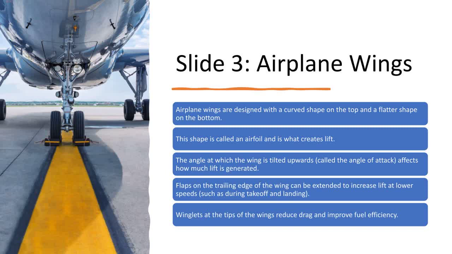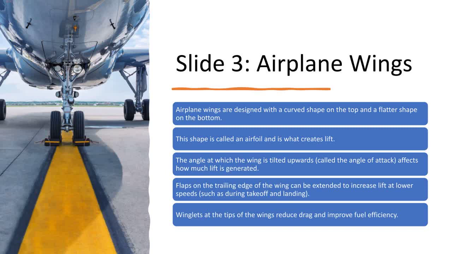Flaps on the trailing edge of the wing can be extended to increase lift at lower speeds, such as during takeoff and landing. Winglets at the tips of the wings reduce drag and improve fuel efficiency by reducing the vortices that form at the wingtips.